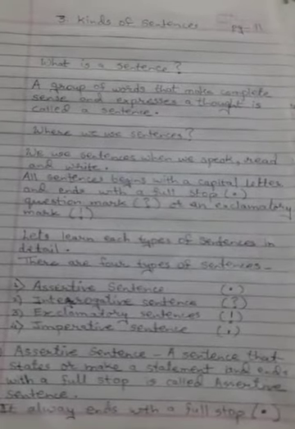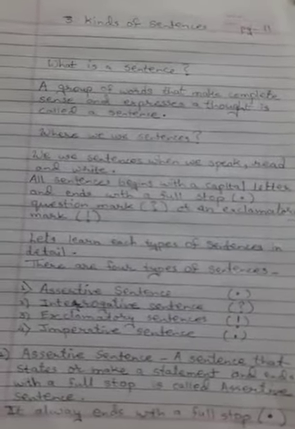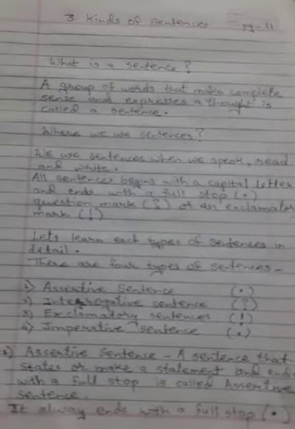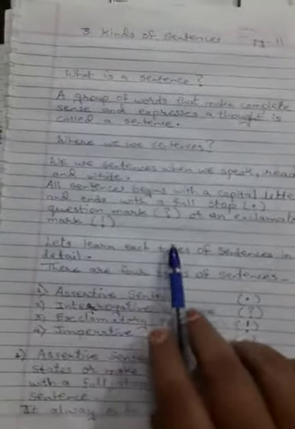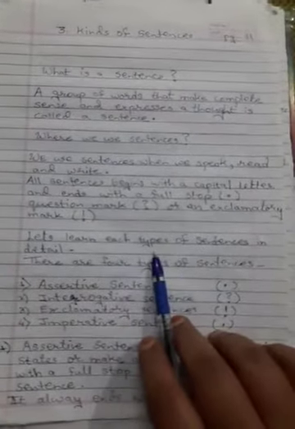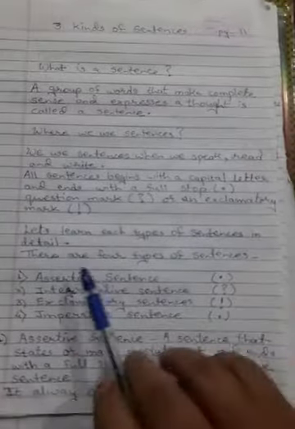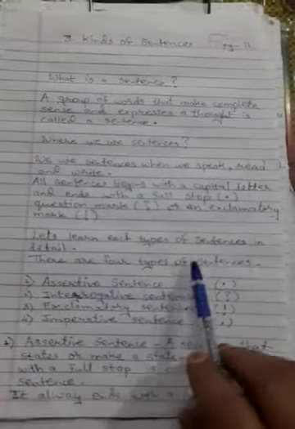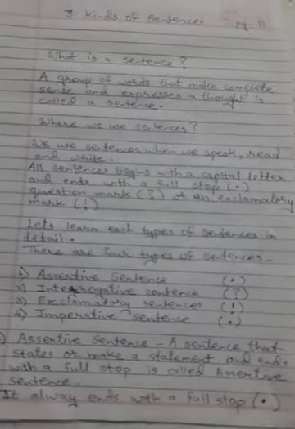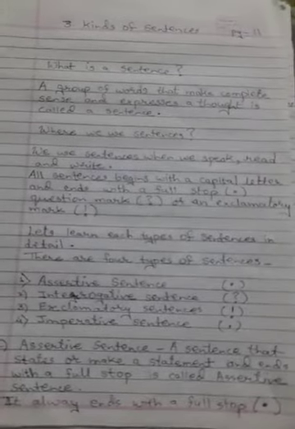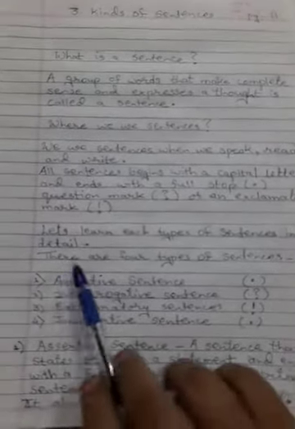Now as we know the names, so what are we going to see? What are the names of the different types of sentences? Okay, so let's learn each type of sentence in detail. There are 4 types of sentences. For your class, 4 types of sentences are given in your book. There are many types, but for 4th standard, they have recommended 4 types of sentences. What are they? Let's see that.